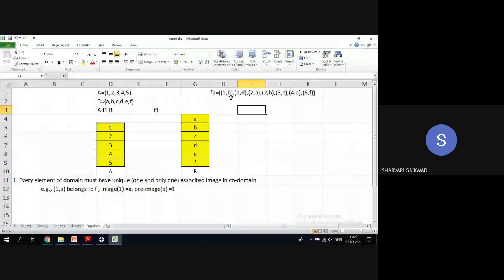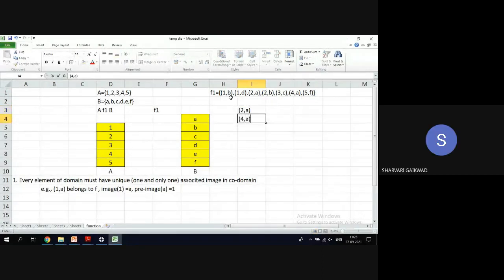2a and 4a both have the image a. You are saying 2 is related to a as well as 4 is related to a. Wait, 2a and 2b. Sorry, sir. Okay, 2 has two images, so it is not a function. Yes, very good. You can move now. Very good. So let me go ahead now. I will give some other example.